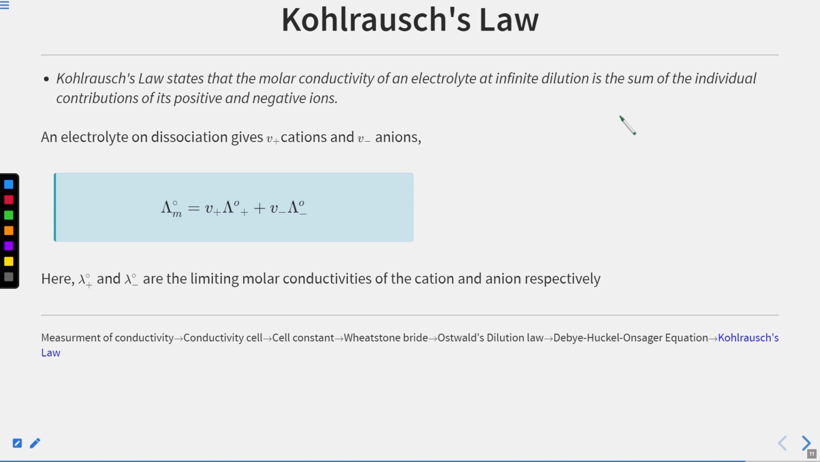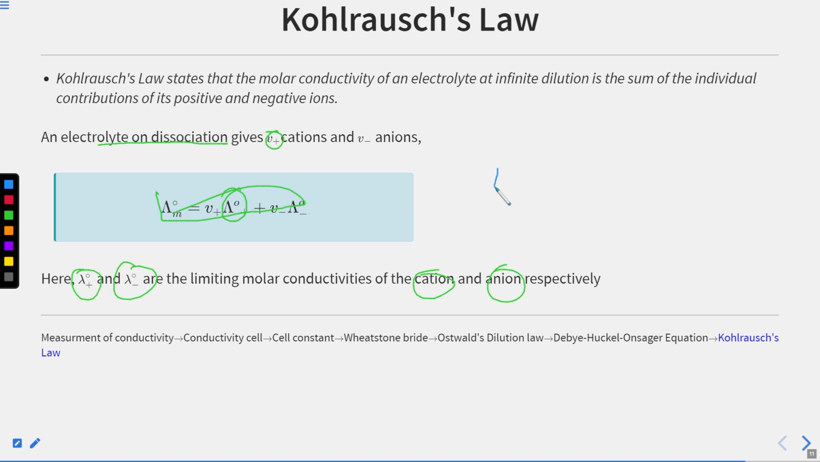So we can write that, we know an electrolyte on dissociation, suppose it is giving nu plus, meaning this many cations, and nu minus, this many anions. So these are the stoichiometric coefficients. And lambda naught plus m and lambda naught minus m are the limiting molar conductivities of the cation and anion respectively. So what we will do, we will take the limiting molar conductivity of cation and anion, multiply each by the stoichiometric coefficient, add them, and we will get our lambda naught m. Very simple.